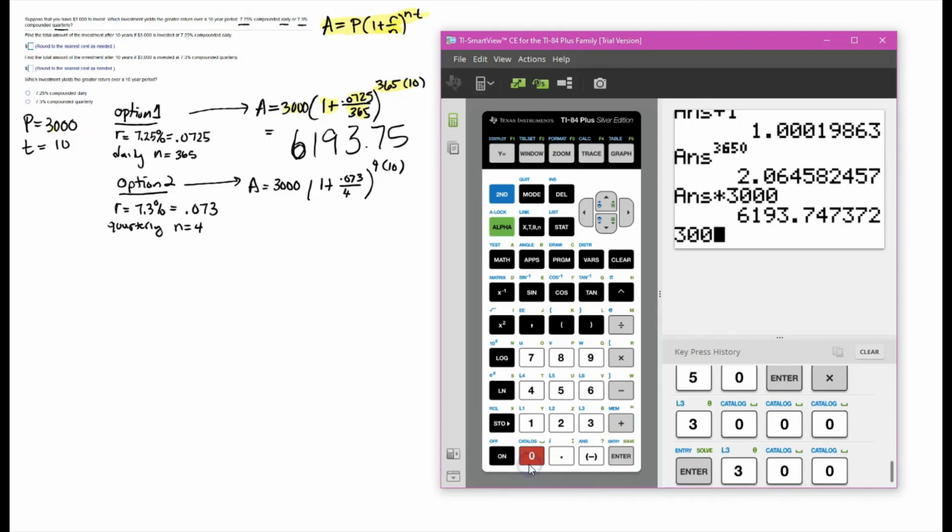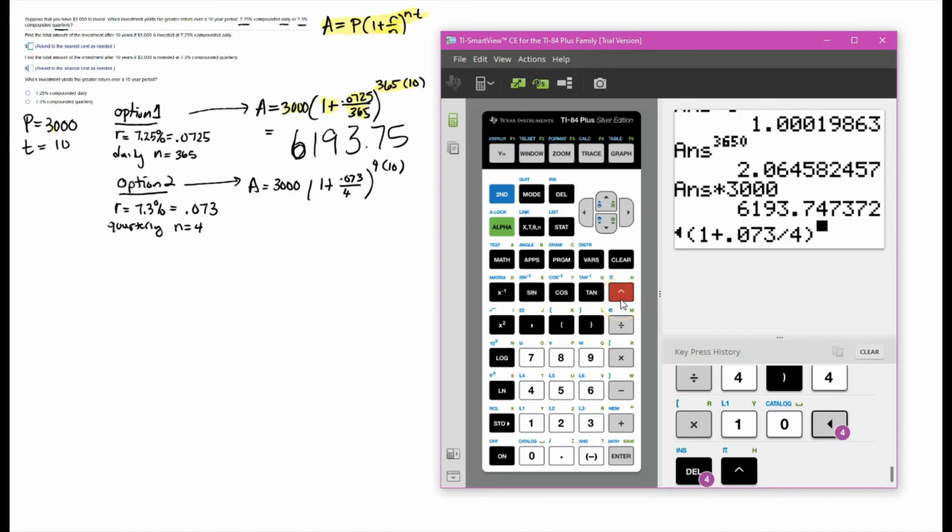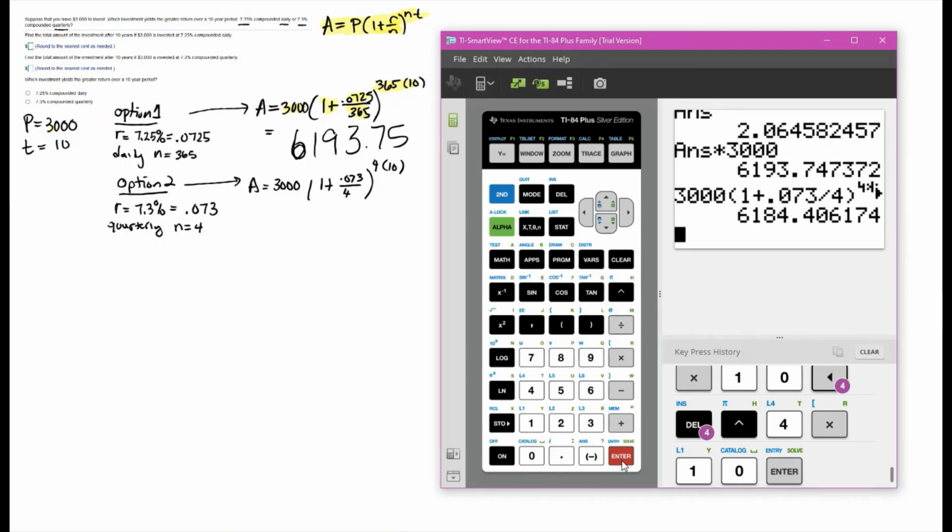Okay, so let's do the same thing with option 2. We've got 3,000 times 1 plus 0.073 divided by 4, close parentheses, exponent, 4 times 10. Oops, I didn't do an exponent. So let me delete this. All right, so then we have exponent, 4 times 10. We get $6,184.41.